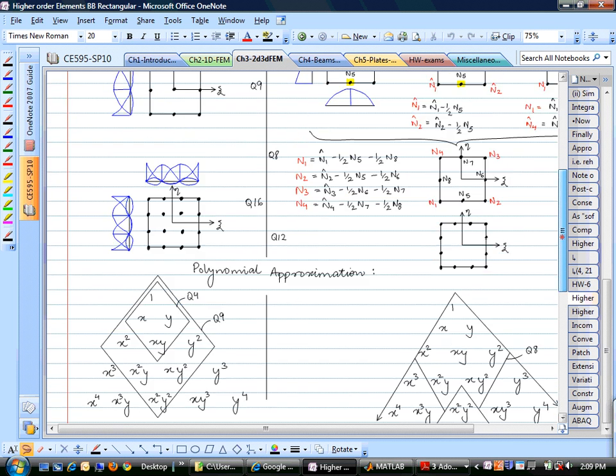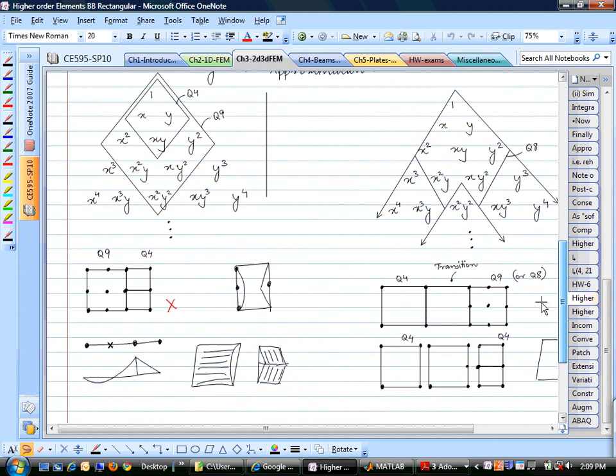We also talked about how these transition elements can be constructed using this serendipity idea. If you want to connect a Q4 with a Q9 or a Q8, you need to construct this new 5 node element. The reason you need to do that is to make sure that on the edge your shape function remains continuous. If on the edge the shape function is not continuous, then that is not a valid formulation.